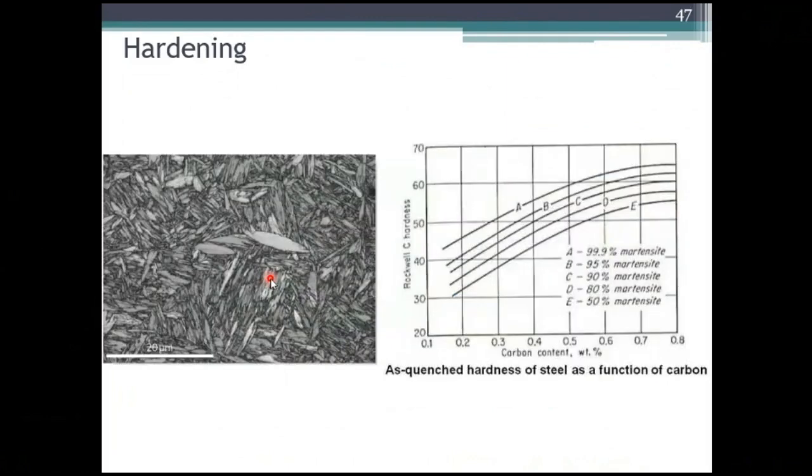This is hardening. Depending upon the carbon content and the heat treatment you do, the martensite percentage will be varying. If you take 90% martensite steel, when you increase the carbon content, the hardness will rise from 30 to around 55. Similarly, if it is 80% martensite, it will go from 33 to around 56 or 57. So as-quenched hardness depends upon the quenching.